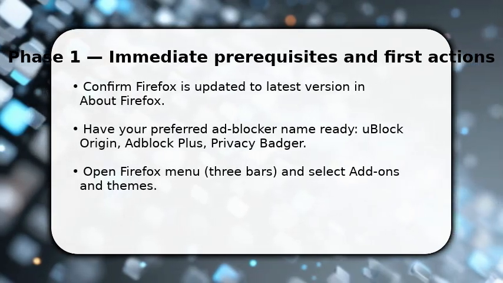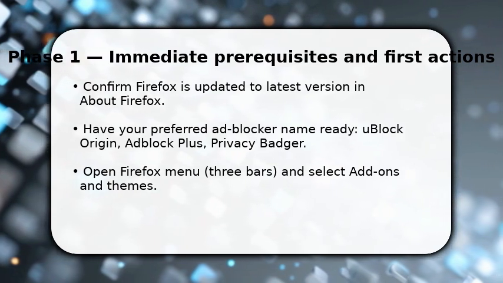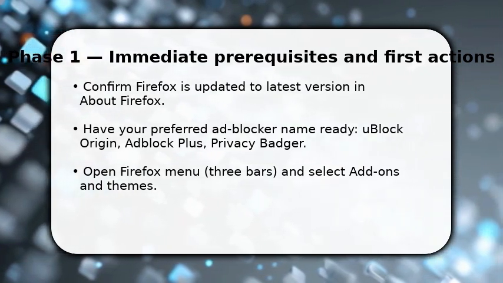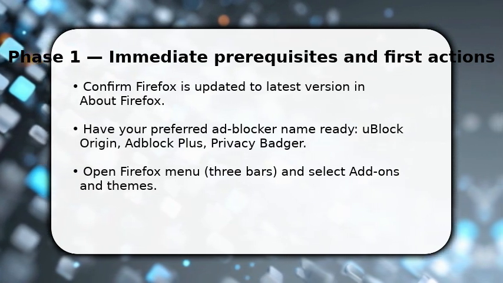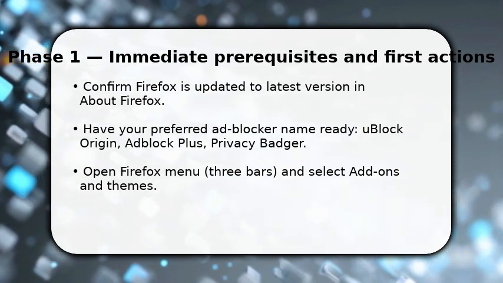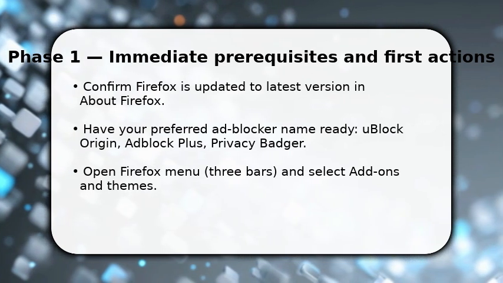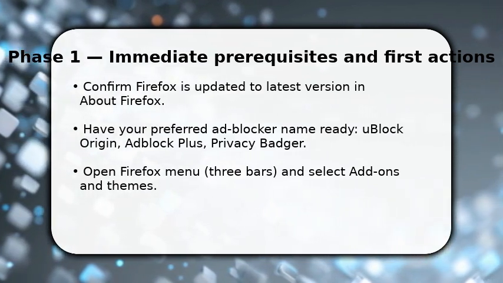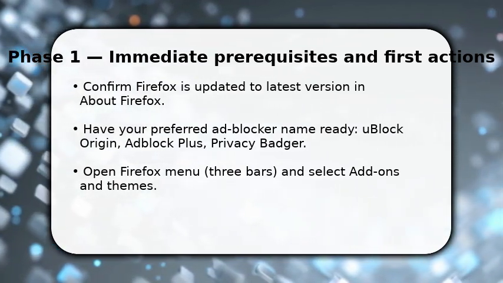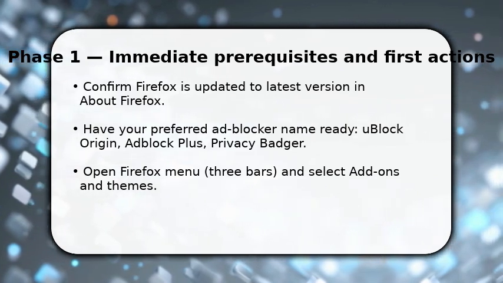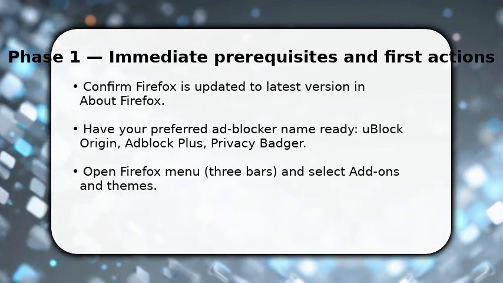You begin by launching Firefox and making sure it's updated. That prevents compatibility issues. Once done, open the menu, 3 bars, and choose Add-ons and Themes. You need an ad blocker selected now. I recommend uBlock Origin for balance between blocking and performance. Make sure you're signed into your Firefox account if you want sync.